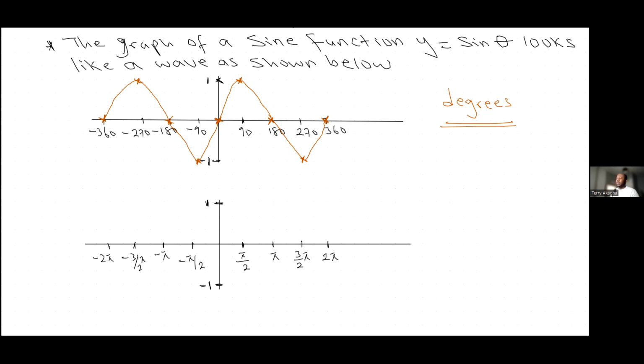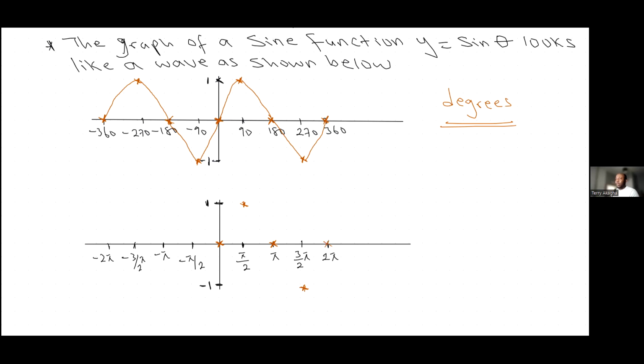So same thing, you start from 0. So that is the difference. For sine, you start from 0. Then pi over 2 is going to give you 1. Pi is going to be 180. 3 over 2 pi is going to give you -1. And 2 pi is going to give you 0.